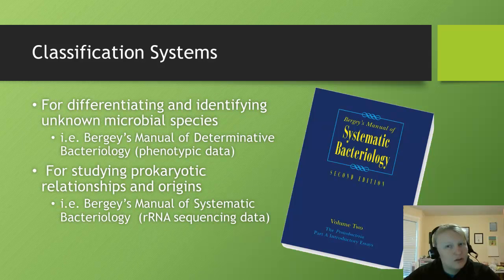So we have two main classification systems. The first of these is the Determinative Bacteriology Manual. This is phenotypic information. What kind of gram stain do they have? What kind of shape? Is it a rod? Is it a cocci? Is it a spirochete, etc.? What kind of growth media does it work in? So this is really stuff that you can easily do in the lab, in our basic bacteriology methodologies. And these are things you're going to be doing all semester. So this is the manual that you would use to help identify that unknown bacteria.